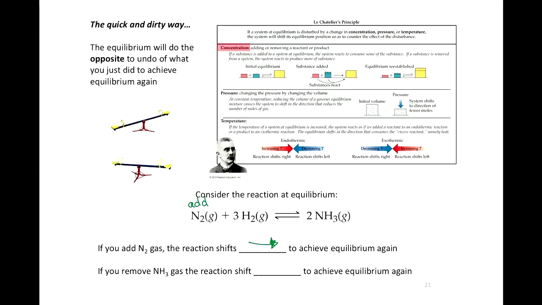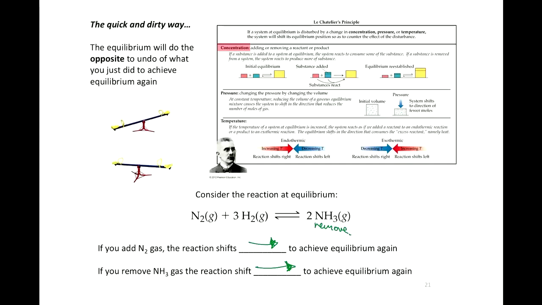Or what if we remove ammonia? You remove a product. Okay, how will the reaction have to react to undo what you just did? You removed a product, so the reaction is going to shift forward in order to reaccommodate all of that product that you just lost. So both of these examples are examples of the reaction shifting forward, but for different reasons.